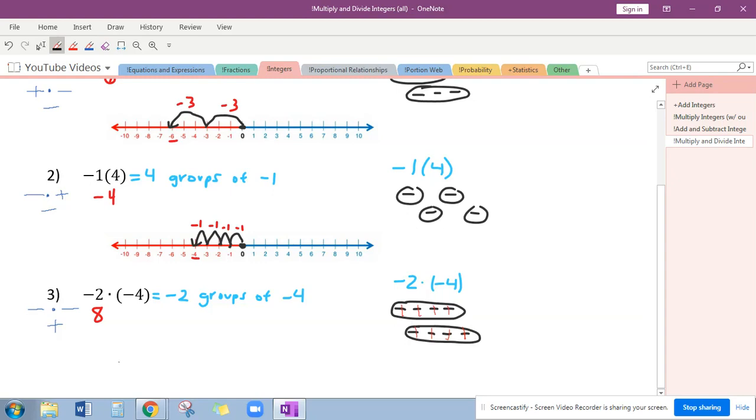So if I had negative 6 divided by 2, that's like saying that I have 6 negatives, 2, 3, 4, 5, 6, and I want to cut them into 2 groups. So I'll do a group here and a group here, and there's negative 3 in each of those groups. So my answer would be negative 3. So I can see that the same rules apply for multiplying that apply for division.